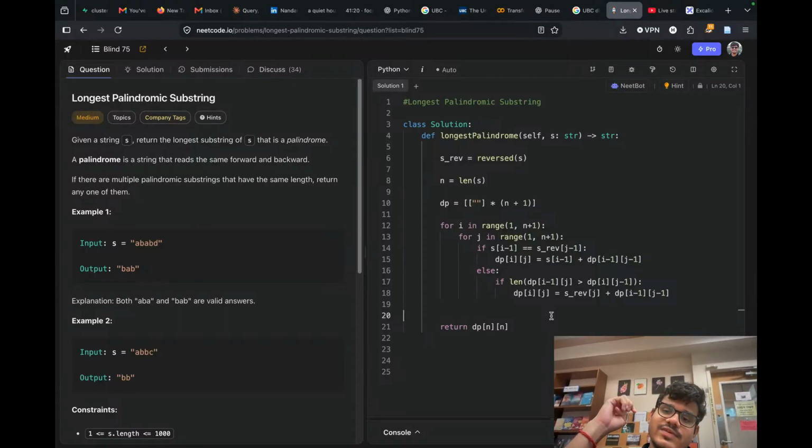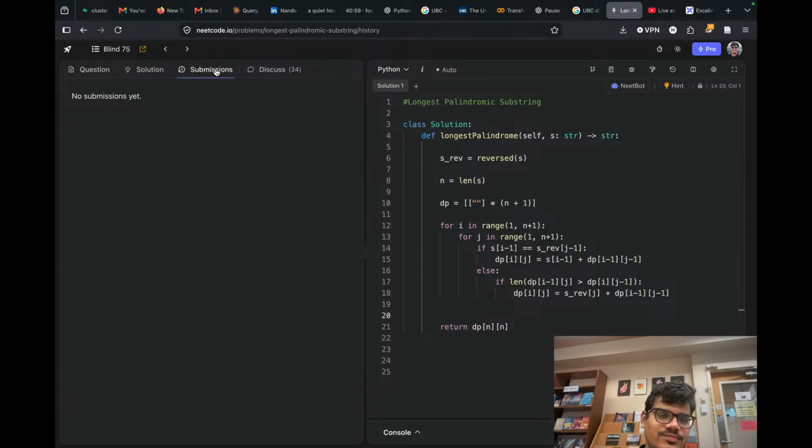Oh, sure. Actually, I'm finding the longest... oh, I think there is one issue here. I am finding the longest common subsequence. However, this question is regarding the longest palindromic substring, which certainly requires a different kind of solution. So I will skip here for now. I think I have submitted this already.